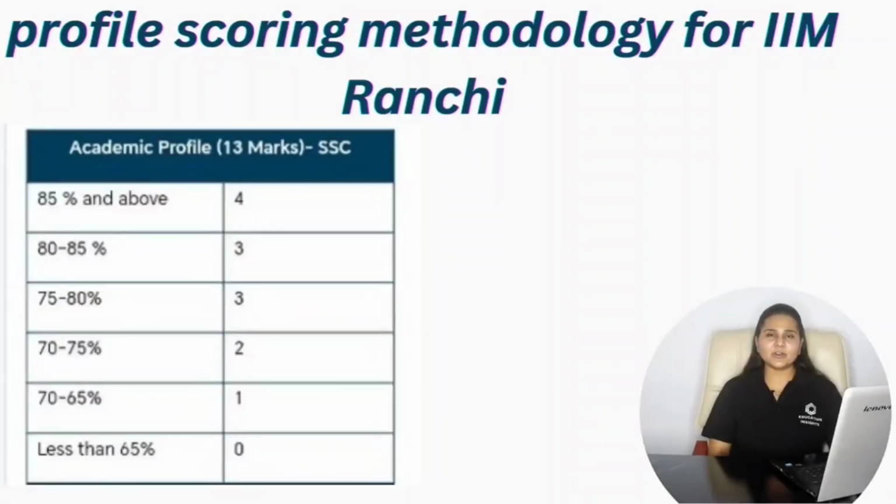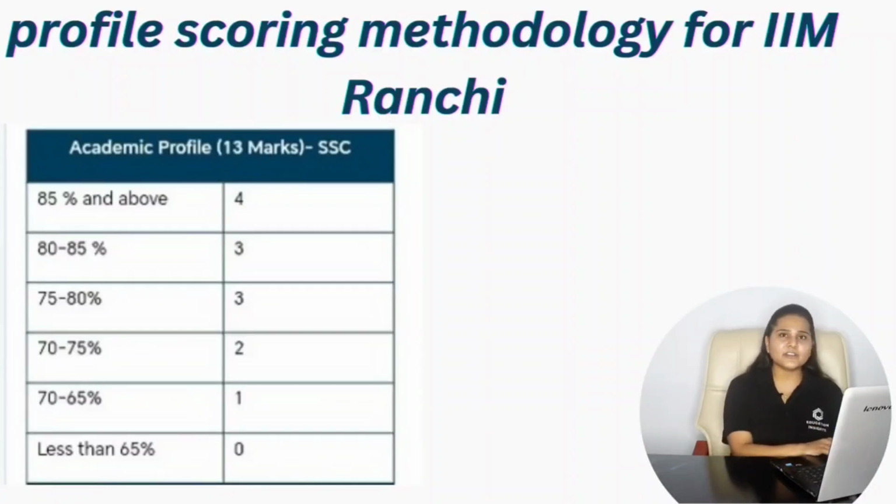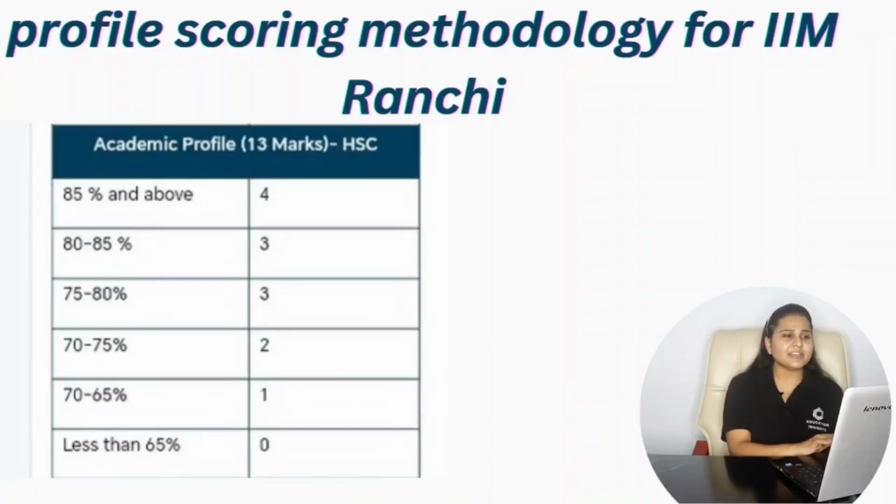Then there is some rating score according to your range of marks in the class 10th, 12th and graduation. Like if we consider it for the class 10, if your percentage is more than 85%, for that there are 4 points. If it ranges between 80 to 85%, for that there are 3 points. In the similar way, you can calculate your rating score with the Indian Institute of Management, Ranchi for the class 10 according to your range of marks. Now if we consider it for the class 12, if your percentage is 85% or more than that, for that there are 4 points. If it ranges between 80 to 85%, for that there are 3 points. And in the similar way, you can calculate your rating score for the class 12 according to your range of marks.